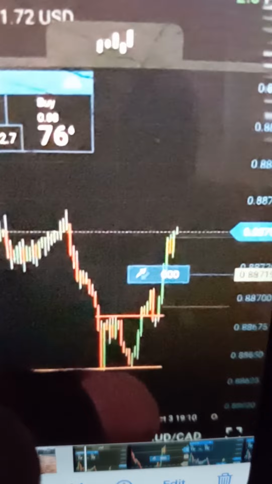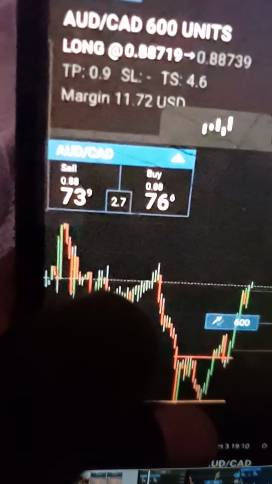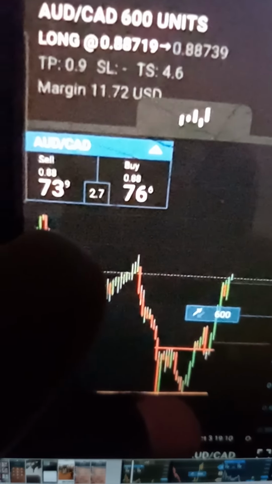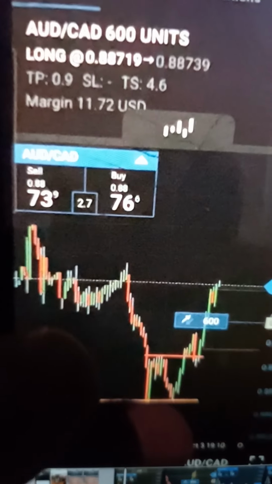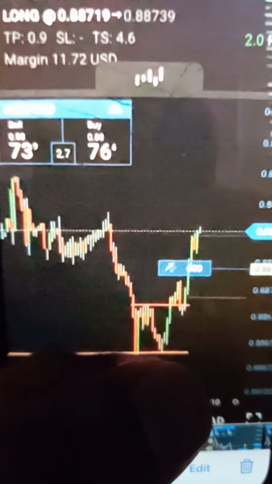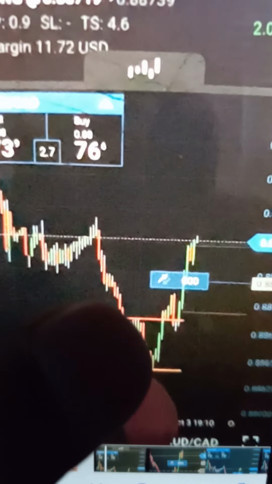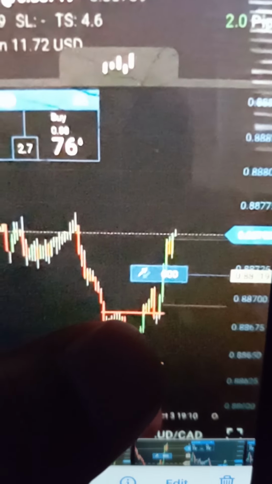a double bottom reversal pattern. A double bottom reversal pattern is this. You had your initial downtrend, which was a series of lower highs and lower lows. Then you had an equal high. Then you had an equal low. These two lows right here form your support line. This high right here forms your resistance line.